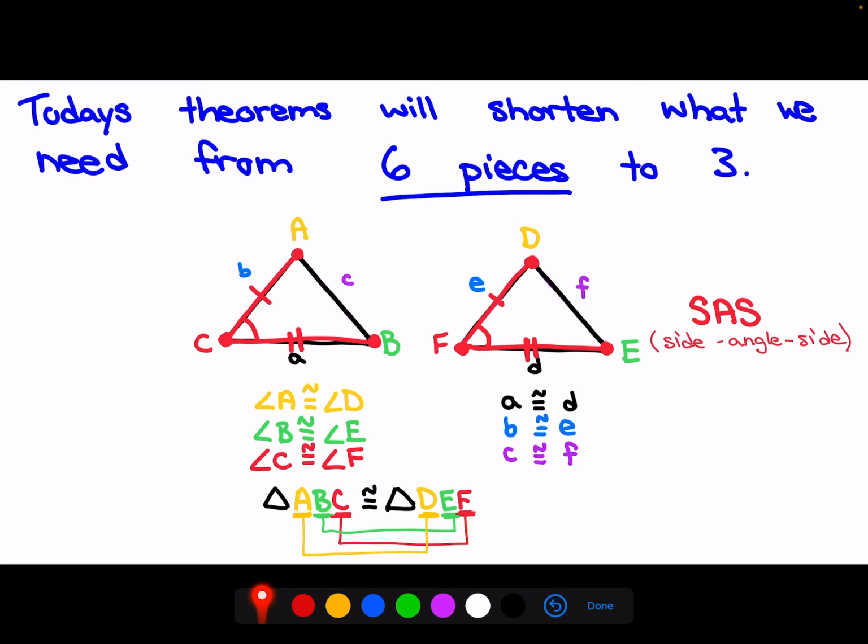I can't skip pieces on it. I can't say that this is going to be side, side, angle. Right? So I need to make sure that I'm going in order around my triangle. So it must go side, then I see an angle, and then side.